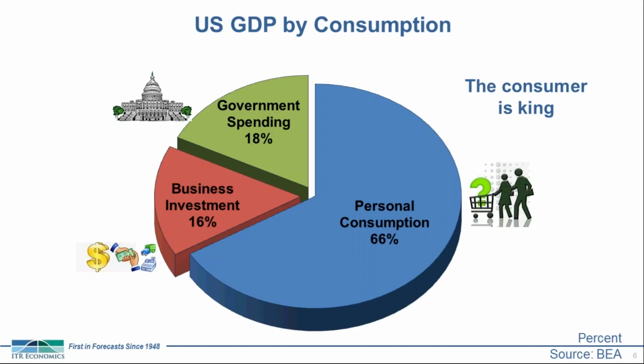This is breaking down U.S. GDP by three major consumption groups. You can see that we have business investment at 16%. For a proxy of that, you can look back to capital goods new orders, as I mentioned earlier, followed by government spending at about 18%, followed finally by U.S. personal consumption at 66%. So 2/3 of U.S. GDP is made up by personal consumption.